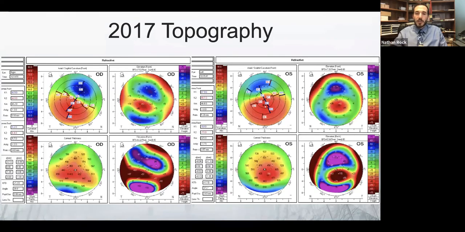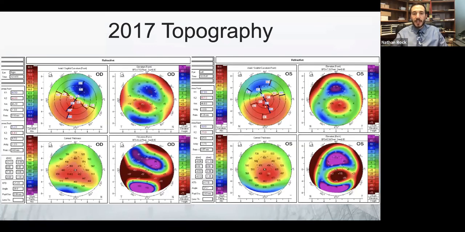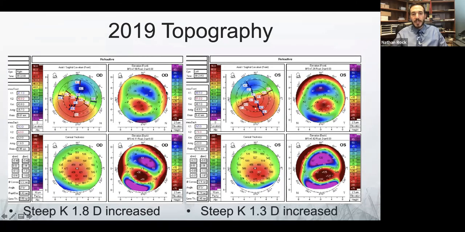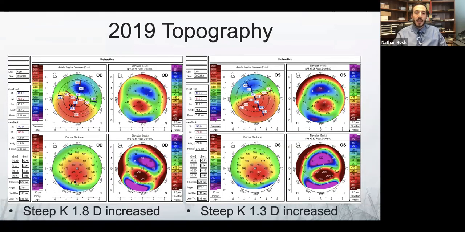And then we can watch over time. So this is the 2017 topography, and then this is the 2019 topography. It can be a little bit subtle, but on these maps, we are seeing an increase in the bright red steepening on the axial map specifically. Elevation map is worsening as well. The thickness map is decreasing as well. So all those things are very important to look at when we look from one to the other. But a big thing would be the steep Ks increased by 1.8 diopters on the right eye and 1.3 diopters on the left eye.